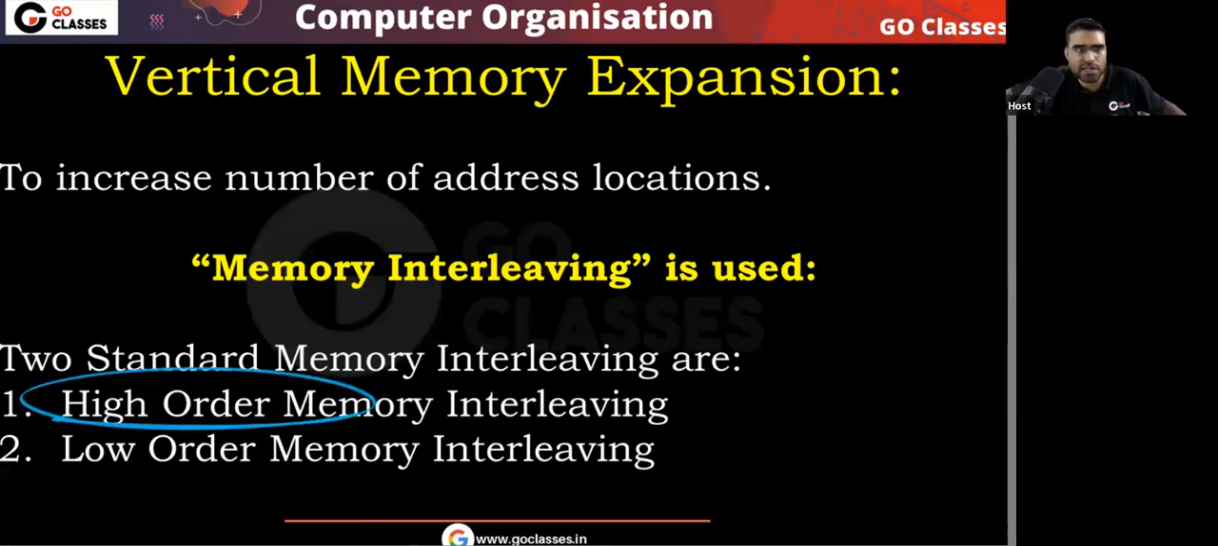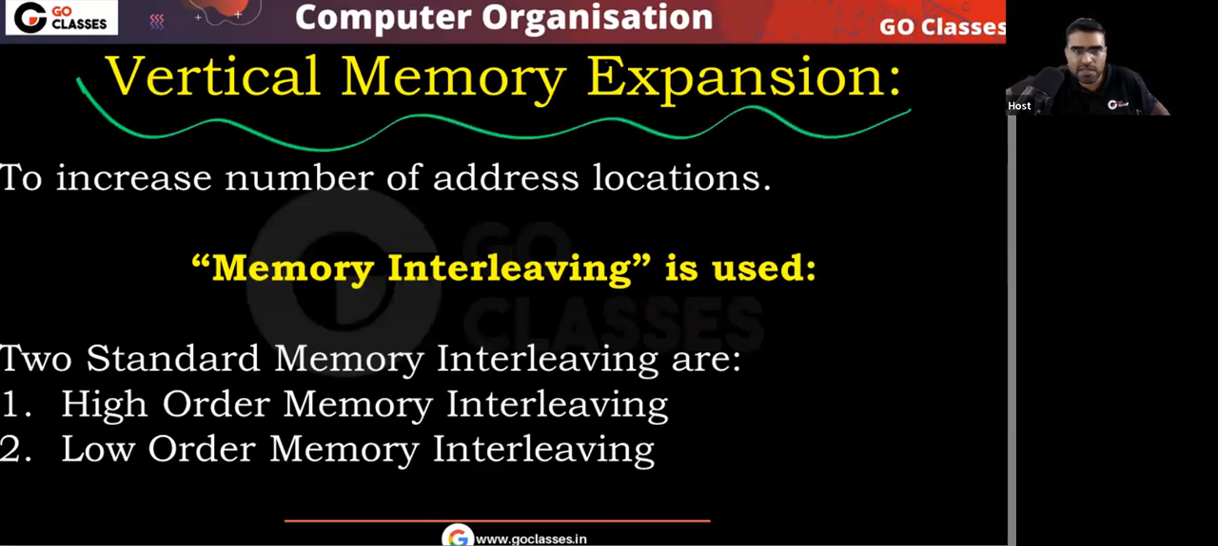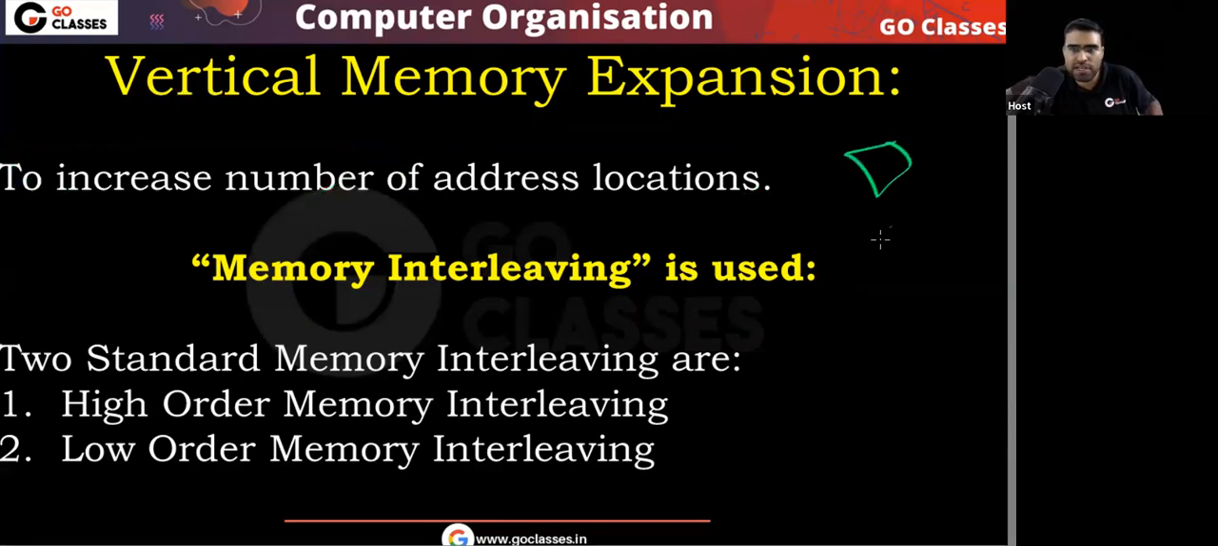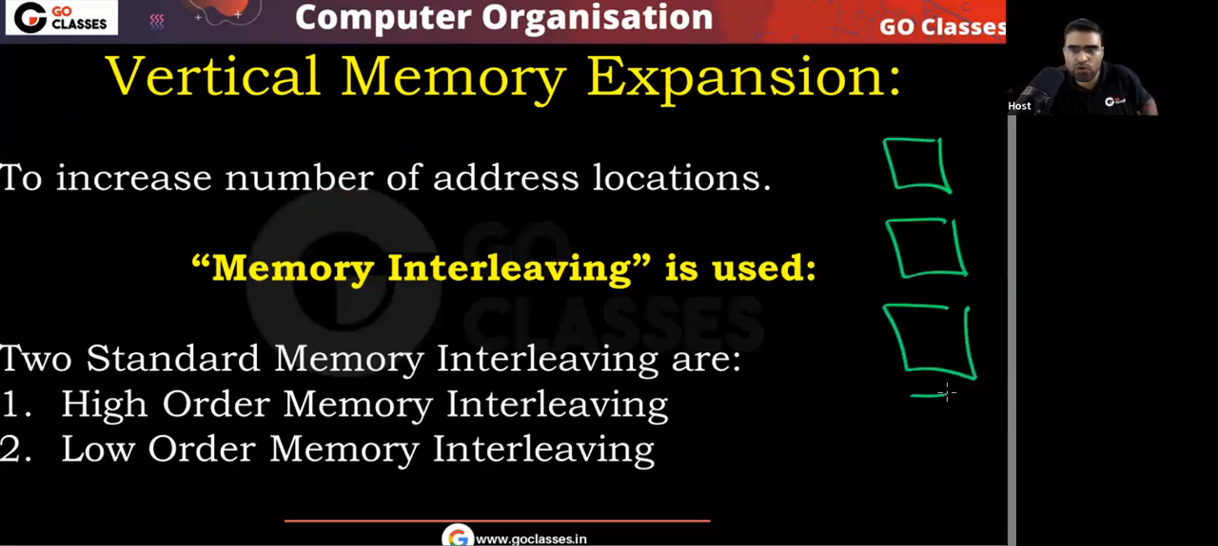What is high order memory interleaving? Tell me, what is the definition? In high order memory interleaving, basically, the high order bits are used to select a chip. Yes or no? Remember, we are discussing vertical memory expansion, which means we want to increase the number of address locations. So we need multiple chips. If you want to increase the number of address locations, then you need many chips. This is your vertical expansion.